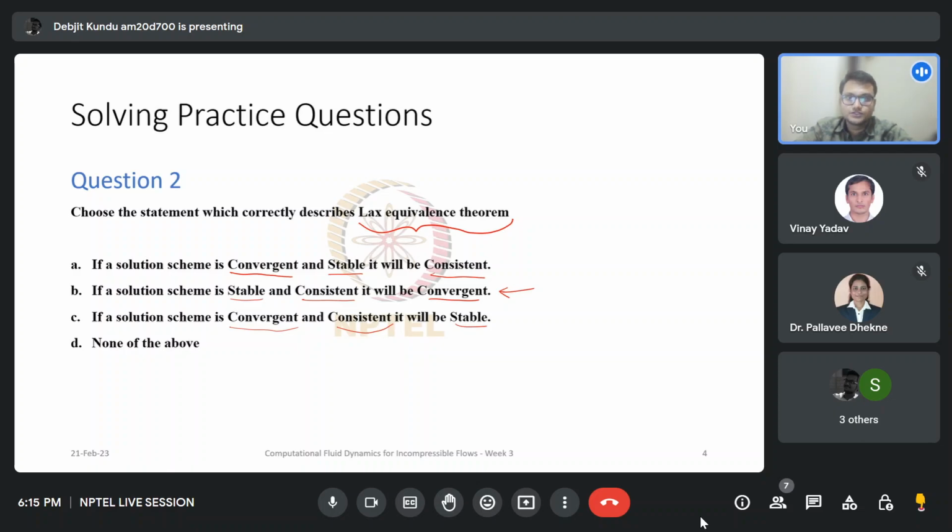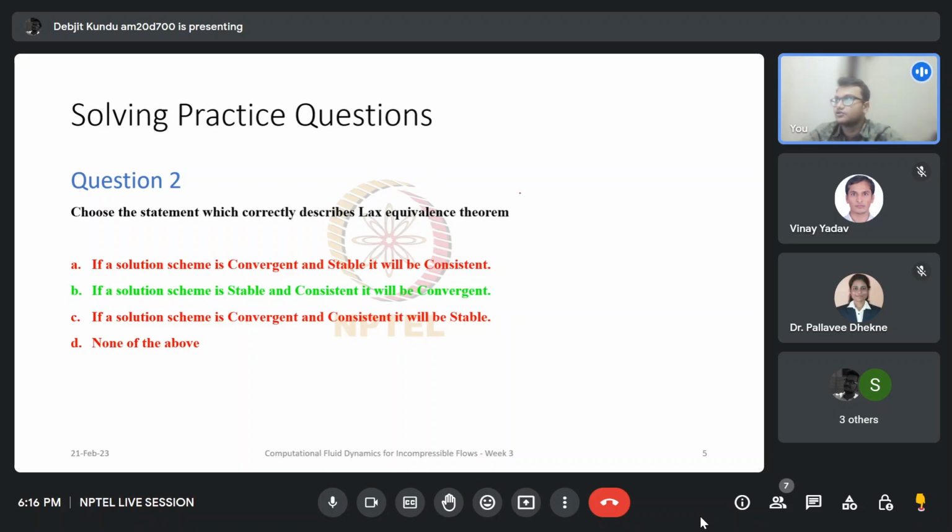So you have to choose the statement which correctly describes the Lax equivalence theorem. Option A is if a solution scheme is convergent and stable, then it will be consistent. Option B, if a solution scheme is stable and consistent, then it will be convergent. Or if it's convergent and consistent, then it will be stable, or none of the above. Okay, so let's have a look at the solution. And the correct solution is indeed option B.